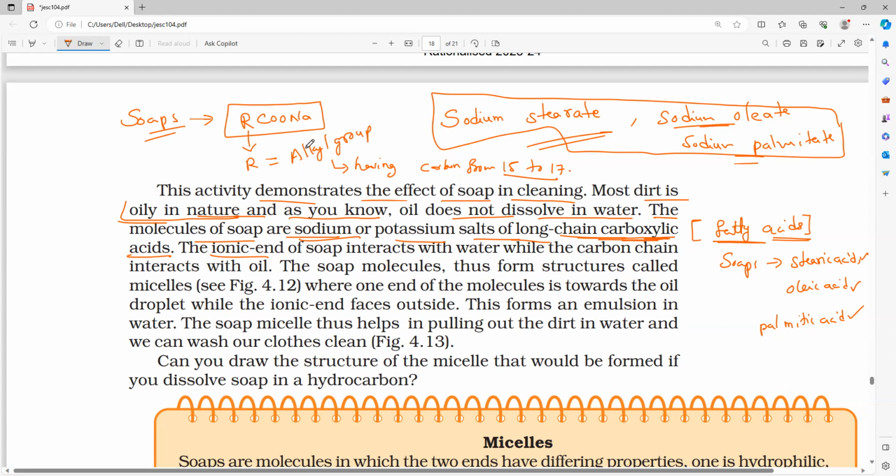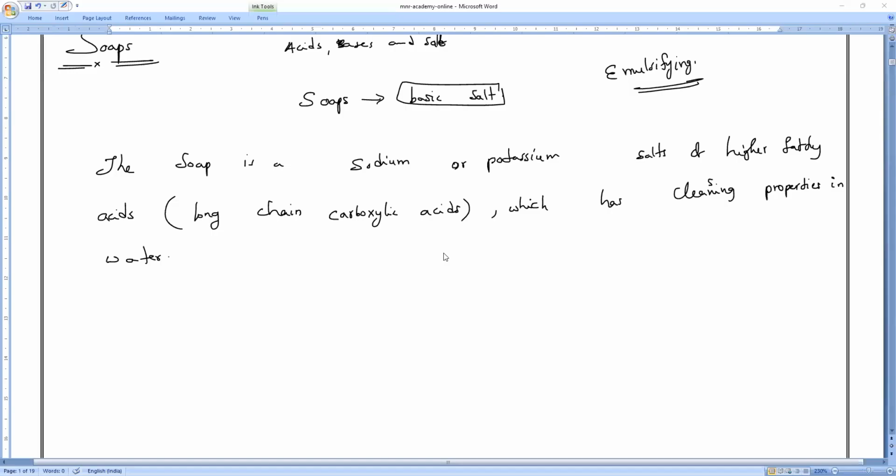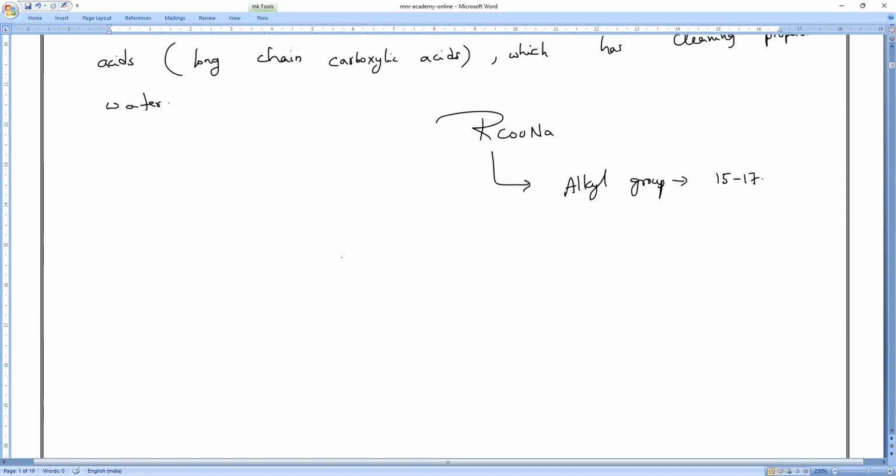Now we'll study that one and then we'll come back here so that you all will understand. Basically for soaps, the number of carbons varies from where to where, everybody? The general structure is RCOONa. The alkyl group carbon number varies from 15 to 17. There are three soaps we generally use. Let me take C17H35.